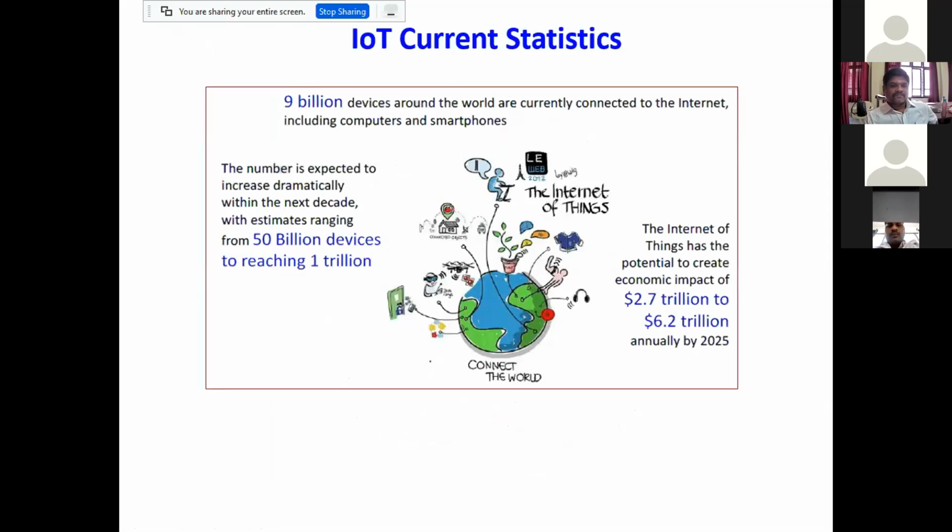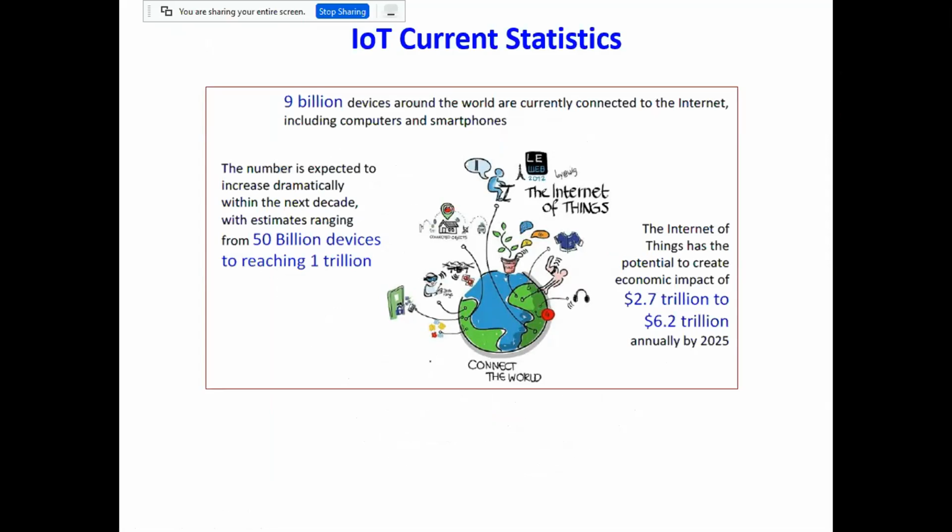Now you'll see, as I have told you, currently the number of connected devices is exceeding the number of people on the earth, because each person has their own 2 to 3 devices, like desktops, mobiles, and laptops connecting to the internet. Only one person is connecting 3. That's why currently 9 billion devices around the world are connected to the internet. Correct. This number is expected to increase dramatically within the next decade, from 50 billion devices to reaching 1 trillion devices.